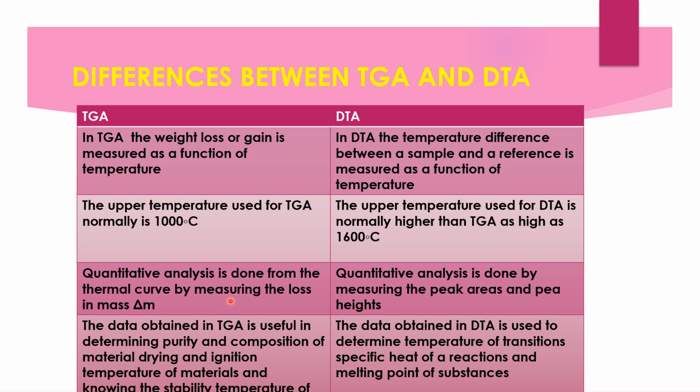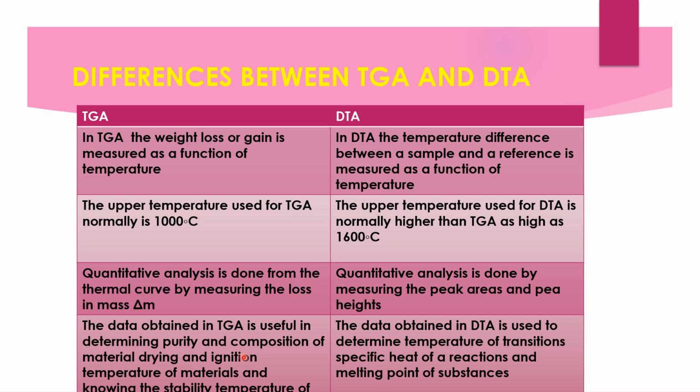Next, TGA can be used for quantitative analysis. How much quantity can we find out? By measuring the loss of mass, delta M, we can find out how much quantity of the substance weight loss had taken place. We are able to do the quantitative analysis. Here also, by measuring peak areas and peak height, we can do the quantitative analysis.